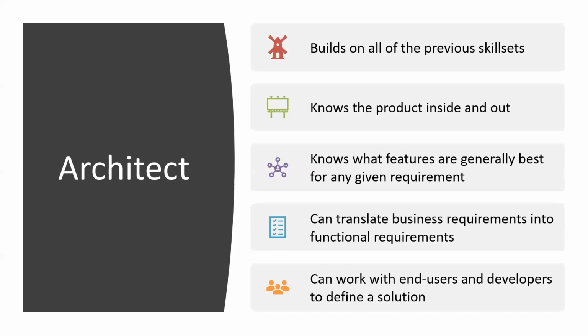So the final layer of the transition for a Dynamics 365 person, and this may apply to any product out there, is you know the product inside and out. You know what features are best given any given requirement. And as I've told people for years, the cool thing about Dynamics 365, Power Platform, et cetera, is there's always more than one way to do things. It is your job as an architect to figure out which of the 5 ways to do this is actually going to solve the requirement in the least amount of time, money, and effort. That's what your job is, okay? And again, yes, you can apply a hammer to everything, but sometimes you just need a pair of pliers, okay?